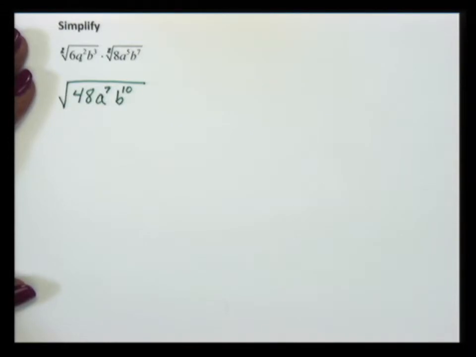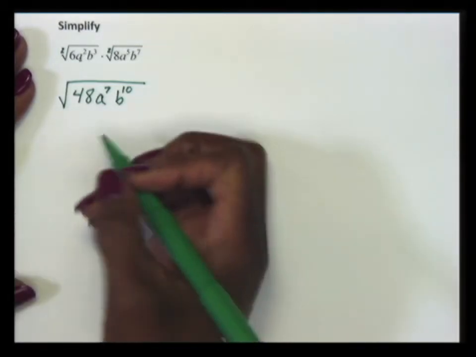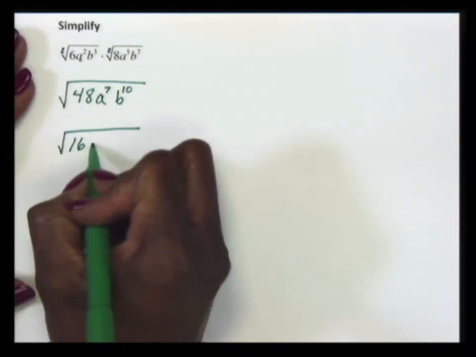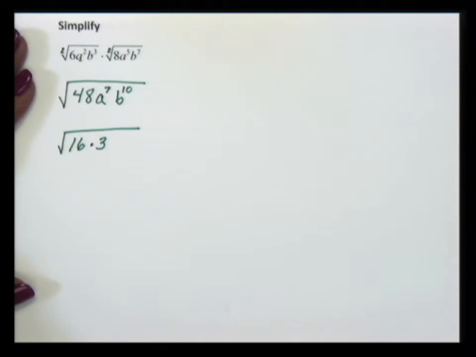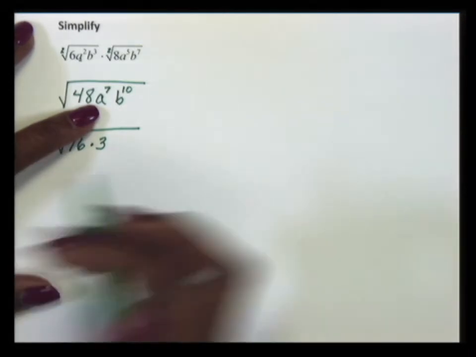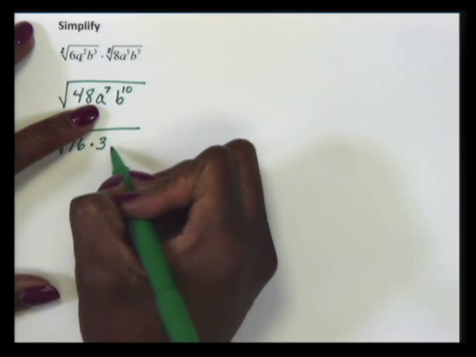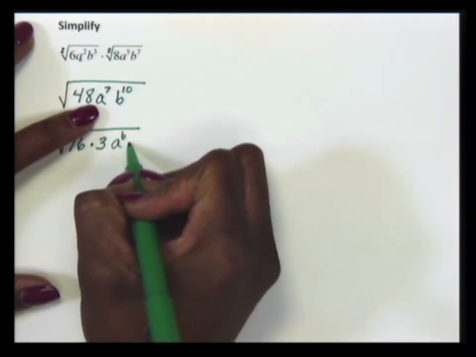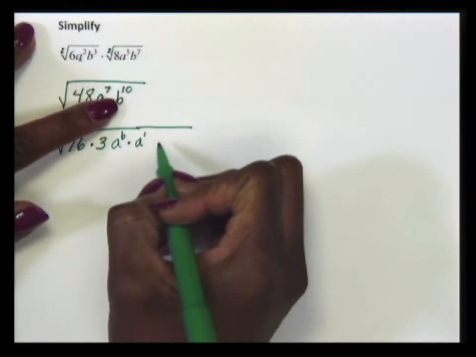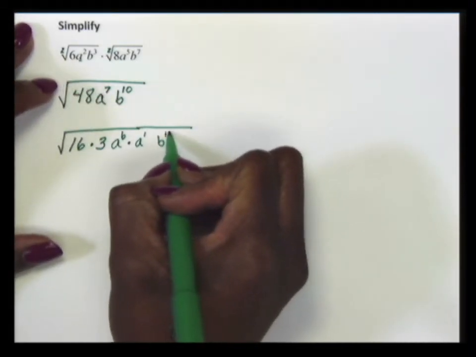48 is not a perfect square, so we have to think of the largest perfect square that we have in the number 48. The largest perfect square is 16. 16 times 3 is 48. Remember, our index is 2, so we have to find the largest even number for the variable a. So we'll have a to the 6th times a to the 1st. b to the 10th is an even number, so we can leave b to the 10th as it is.